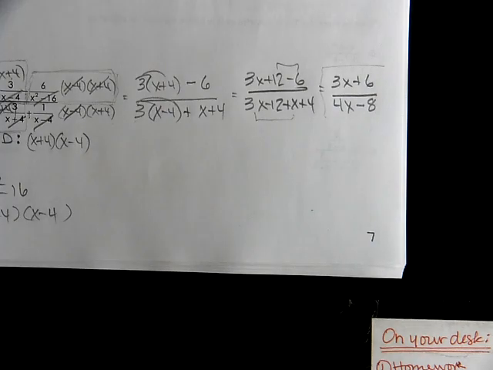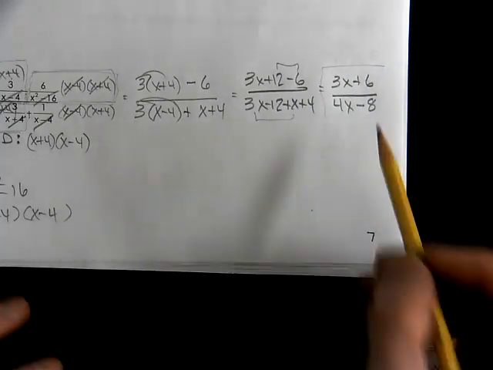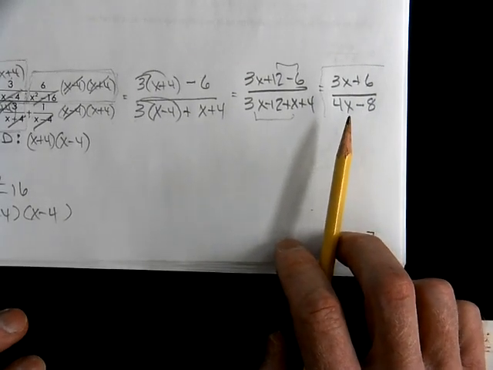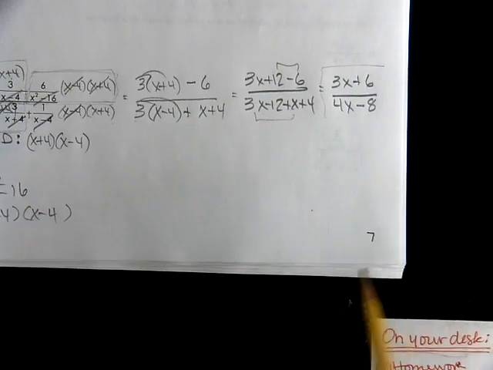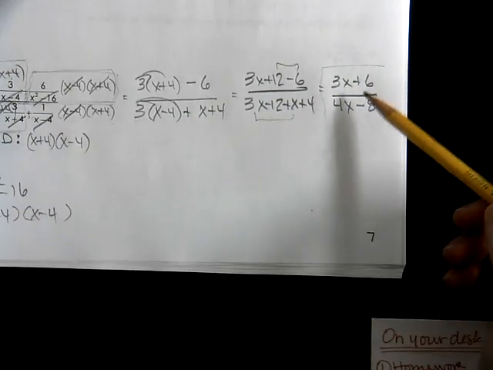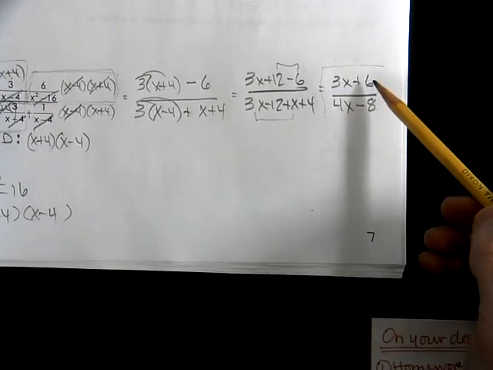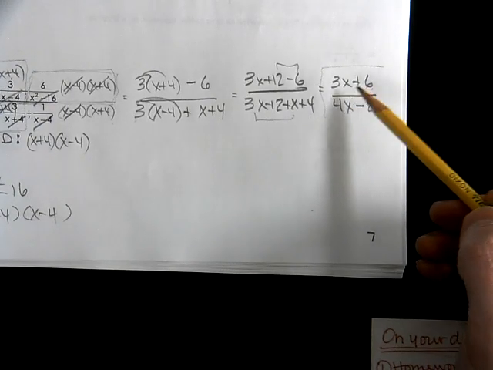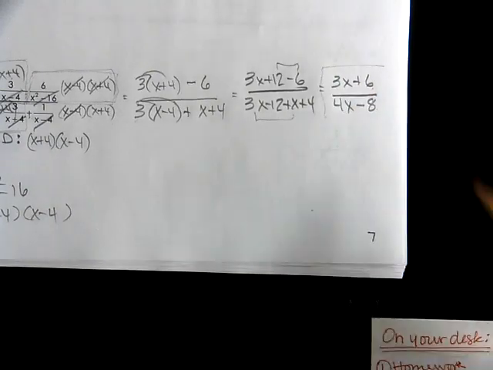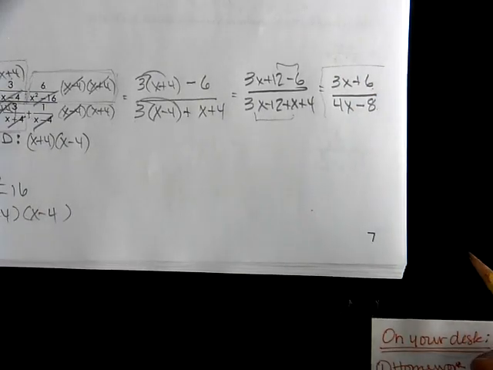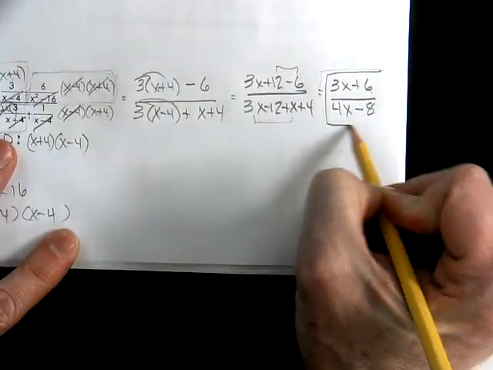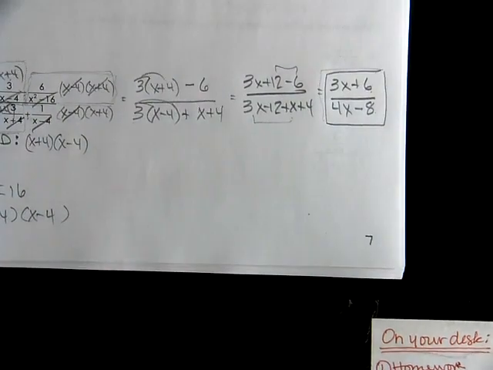What can I reduce? I was about to say this is our answer. Oh, my bad. Nope. I was thinking a 2 came out of all these. A 2 comes out of 8, a 2 comes out of 4, a 2 comes out of 6, but a 2 doesn't come out of 3. It has to go into everything. So now, that's the best. That's our answer. That can't be simplified at all.